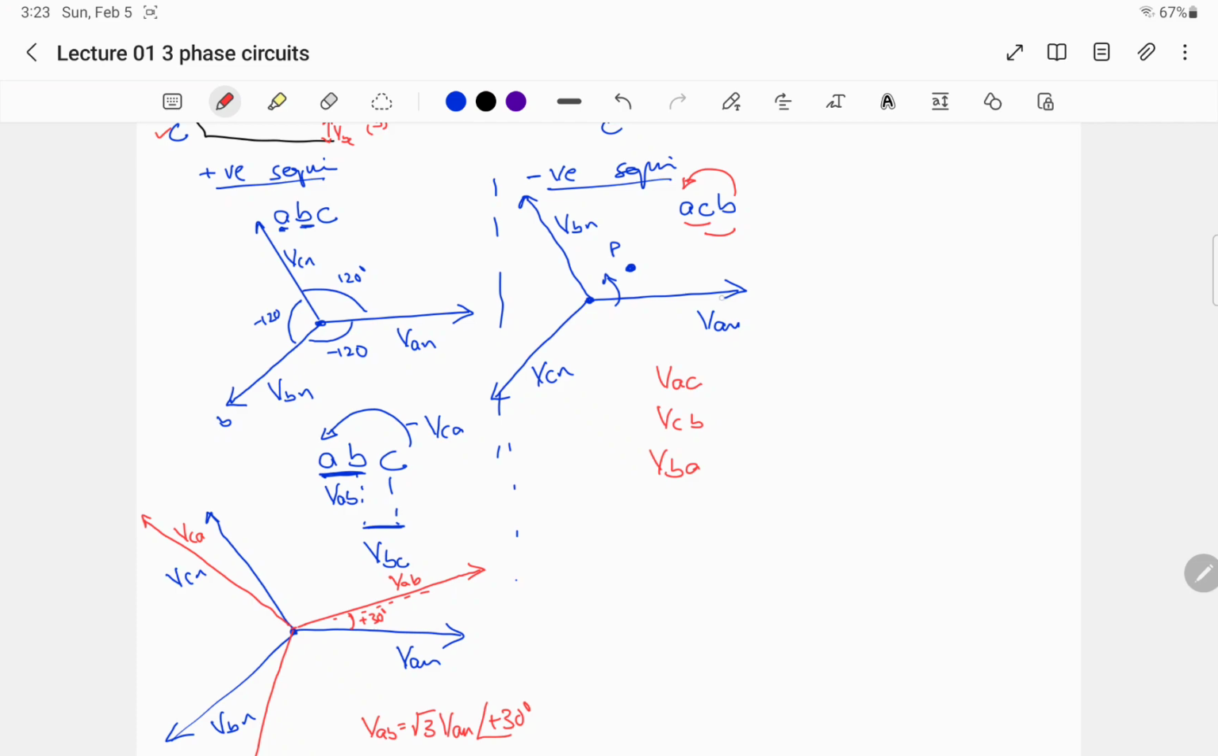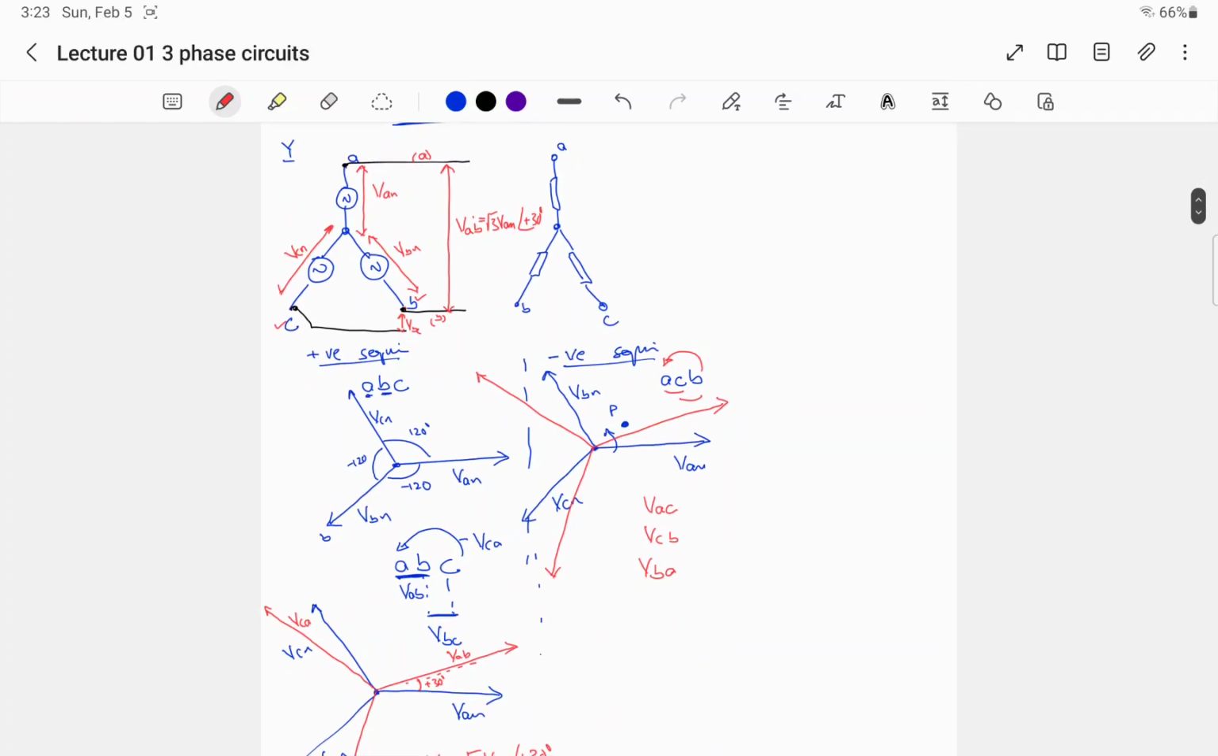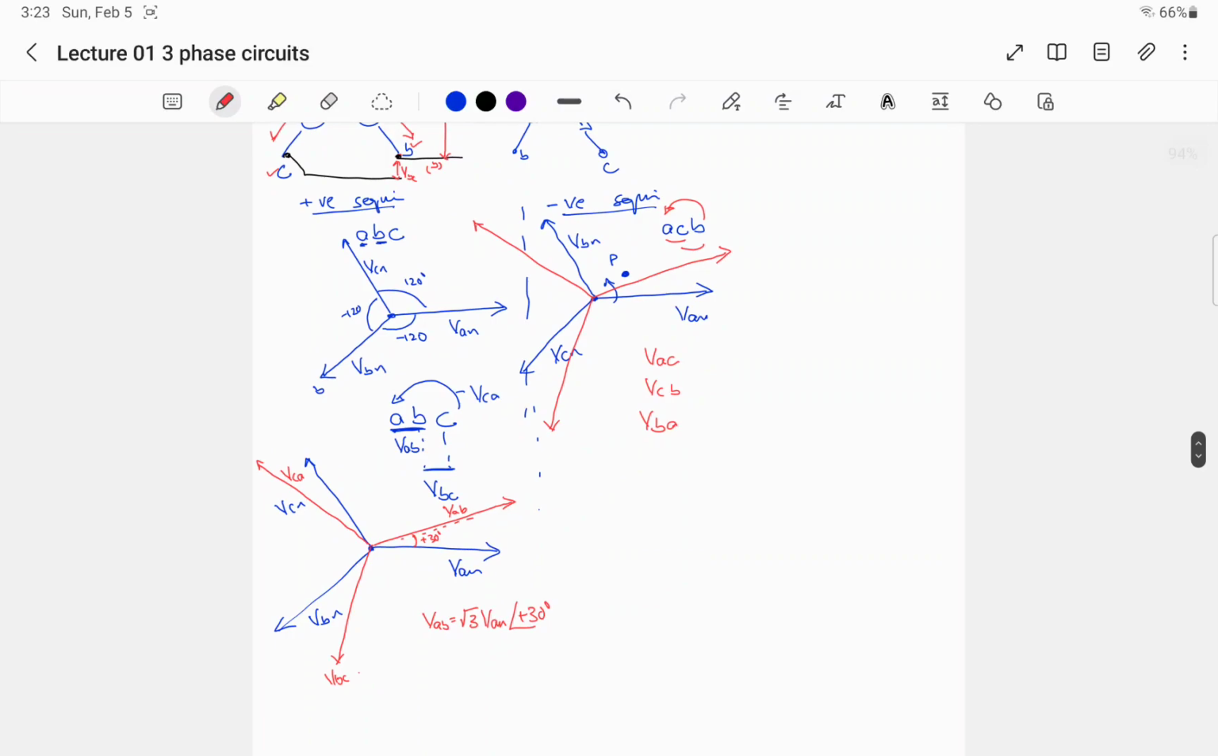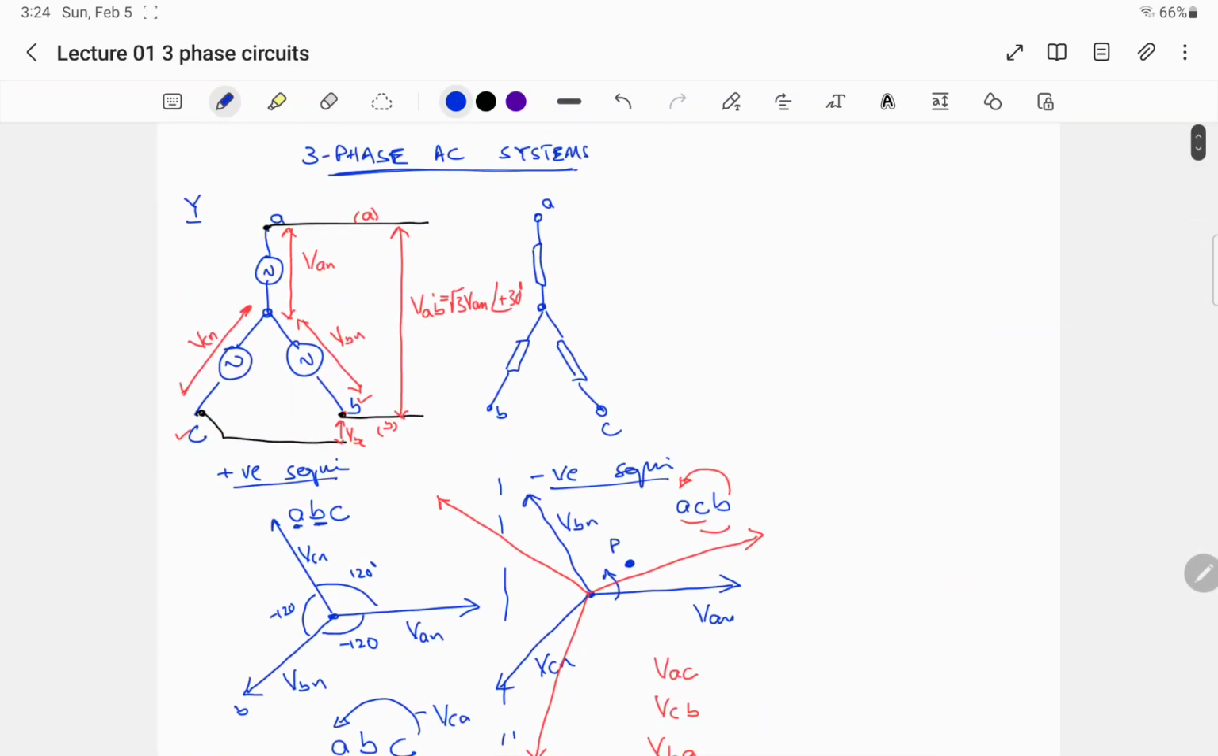And where will we draw? This is VAN, VCN, VBN. VAC will be plus 30 degrees, and then VCB will be here and VBA will be here. So these are a few critical values related to a Y connected system, but the concept of the terminologies remains the same.